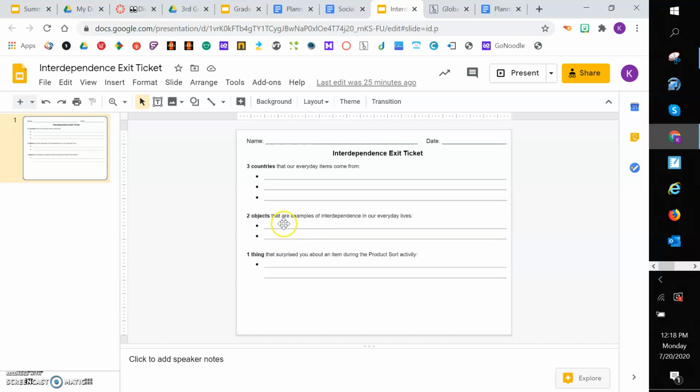What are two objects that are examples of interdependence in our everyday lives? For me, I would list banana and shirt. Those are two objects that I know I got from a different country. And then also, what's one thing that surprised you about an item during your product sort activity? So three countries that our everyday items come from, two objects that are examples of the interdependence in our everyday lives, and one thing that surprised you during that activity.